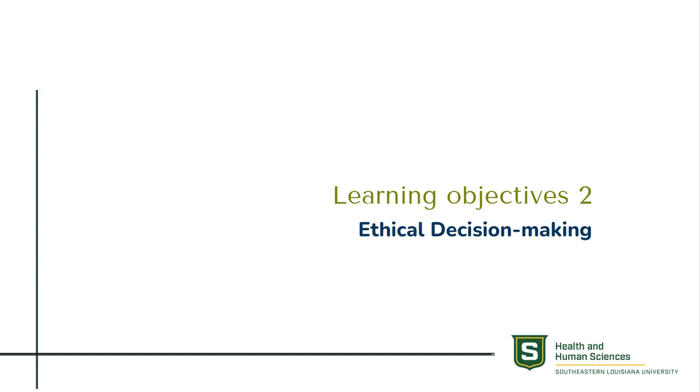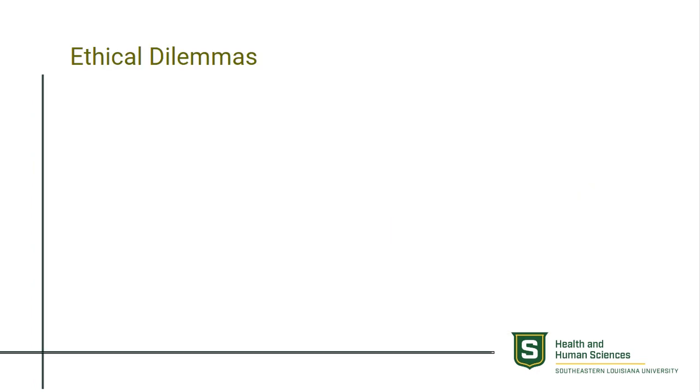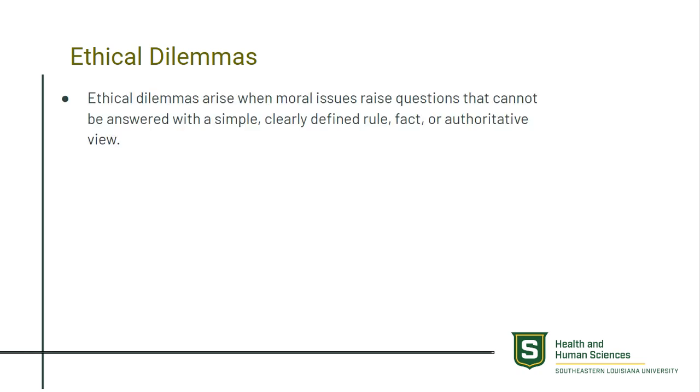So we get into decision making. I've talked a lot about decision making, so now let's get right into it. When we talk about ethical decision making, something that comes up a lot is what we call an ethical dilemma. So, what is an ethical dilemma? They arise when there are moral issues that raise the question of, what do we do? And there is no defined, simple answer to it. It's not defined by rule or by fact or by authoritative view.